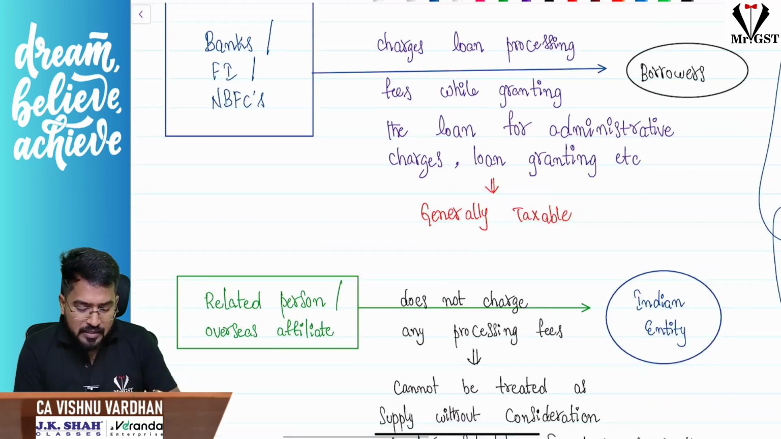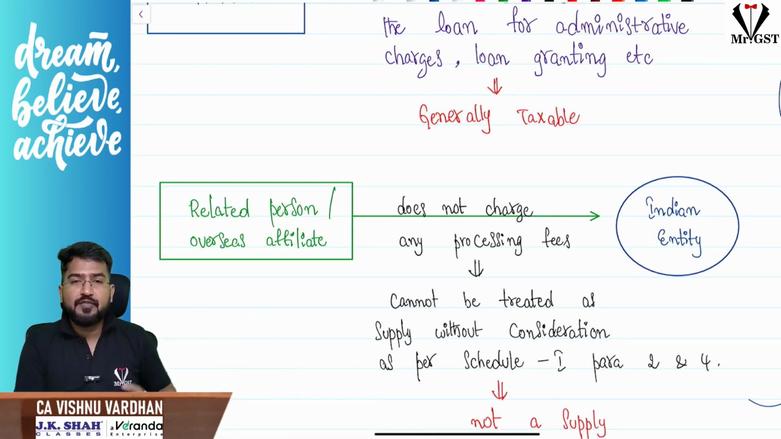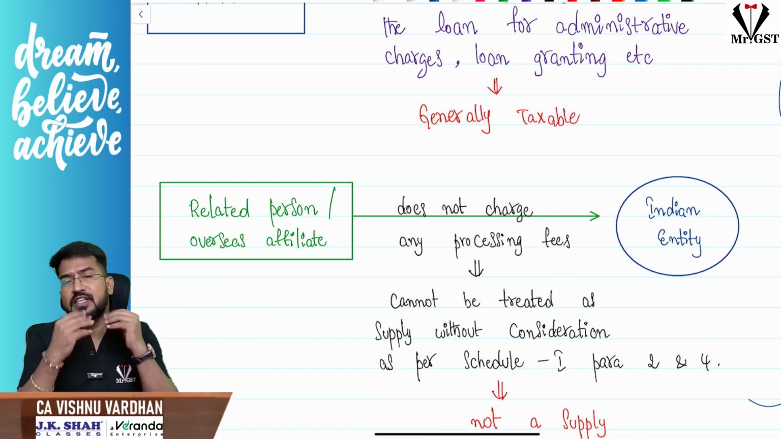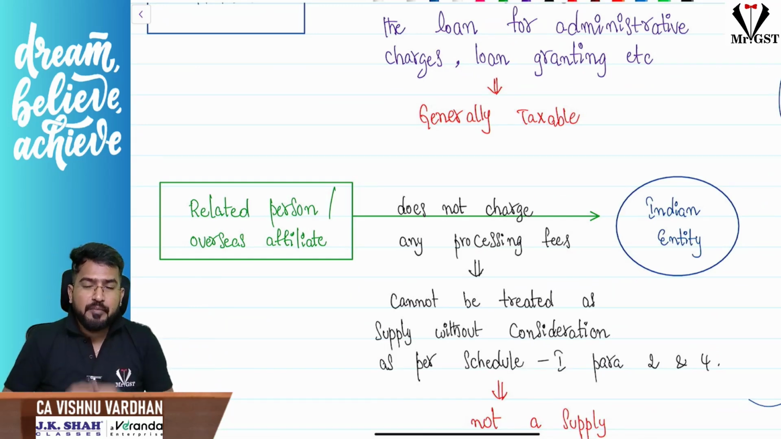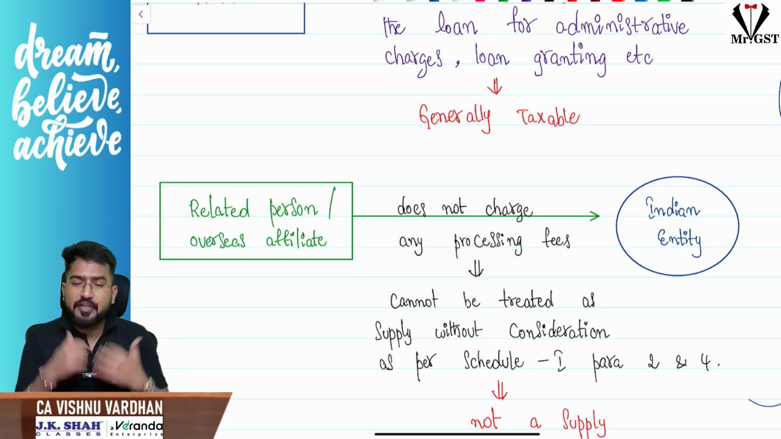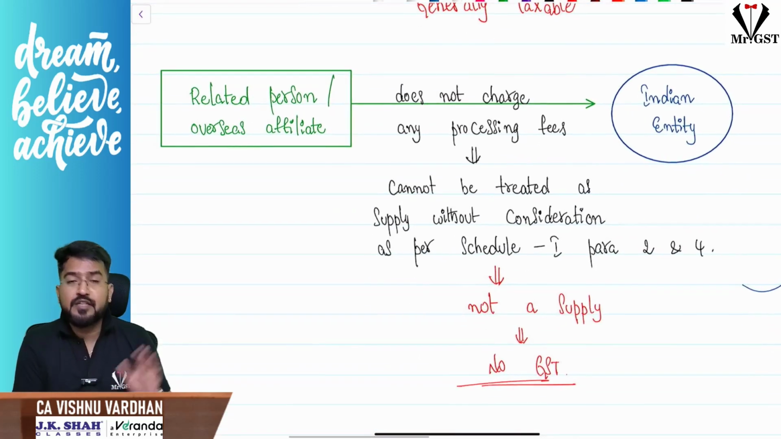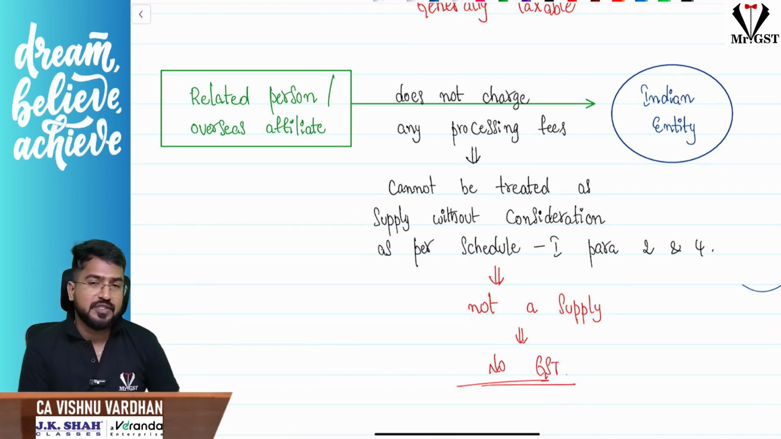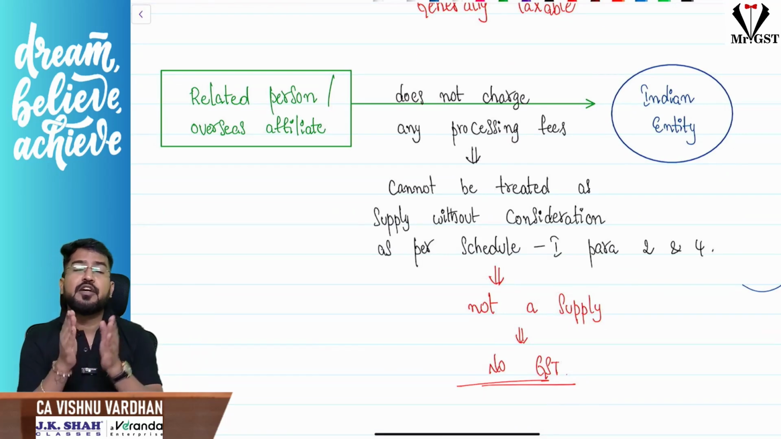But here, when a related person or my overseas affiliate abroad provides a loan to an Indian entity, why will they charge loan processing fees? Because it is our own entity located in India. Why will we do background verification on them? We will not charge processing fees. Now, you cannot say that importation of service is there. What service is being taken in the loan? For that, these people are not charging processing fees. So you cannot say this is importation of service without consideration.